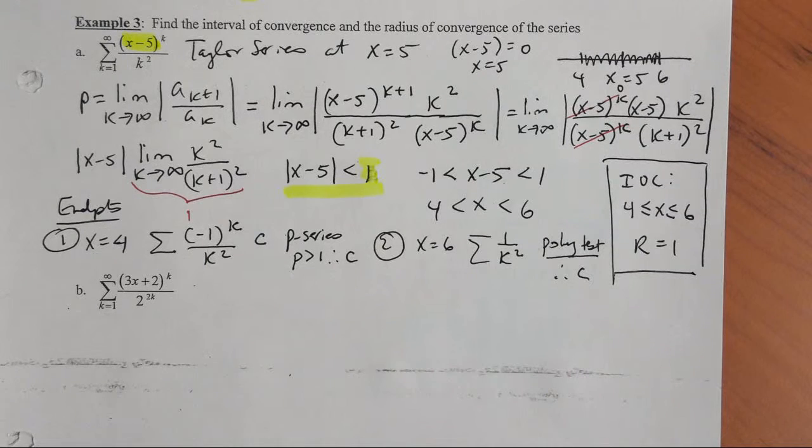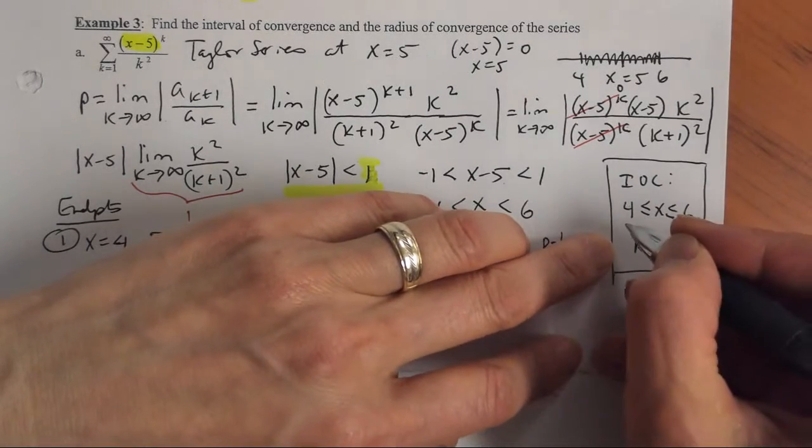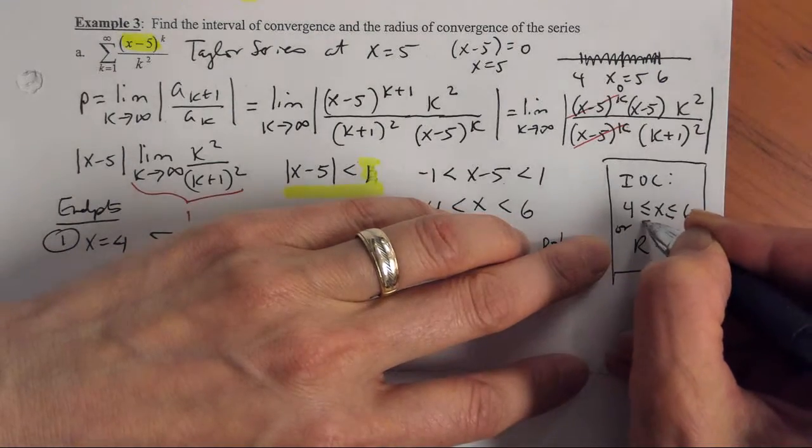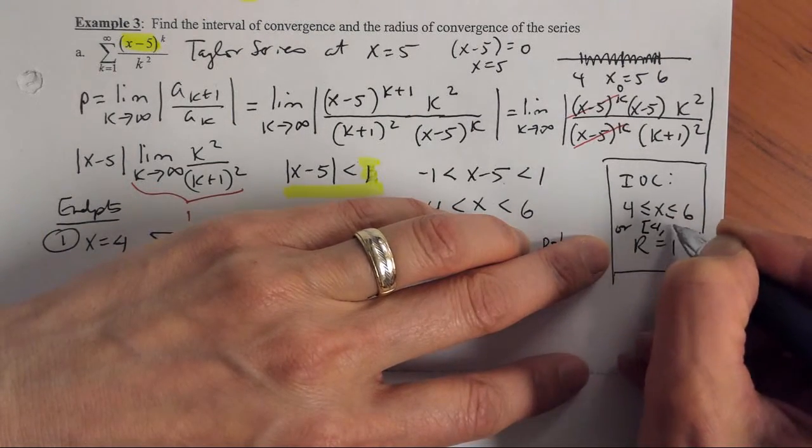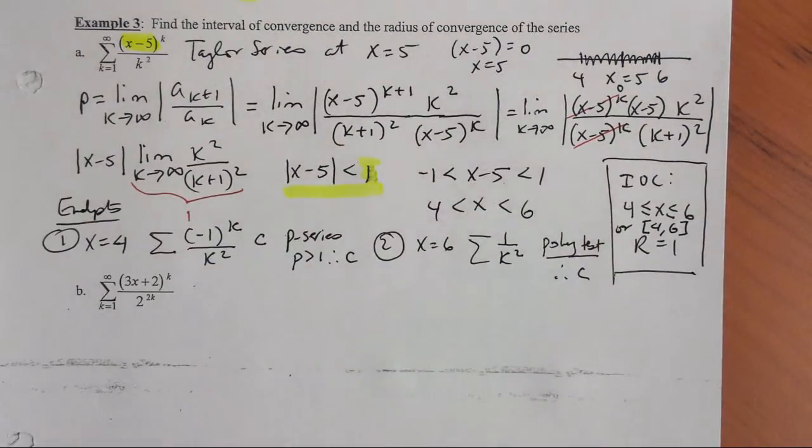Either way, I didn't give another alternative. You could also say bracket 4 to 6. They'll accept any kind of notation. So those two are equivalent as long as you have it as a bracket. Okay, any questions on that? Okay, I'm going to now pause the video so that you can try B.